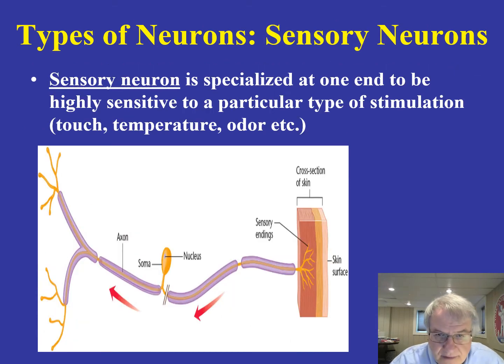Another type of neuron is this sensory neuron that you see here. And you can see these sensory endings right here. This is in the skin. Sensory neurons are very sensitive to stimulation coming from the senses, whether it's touch, temperature, or odor. It transfers information to the nucleus of the cell, and then down this axon that you see here to the central nervous system. And here's the soma of the cell. So the structure of the sensory neuron is a little bit different from what you see in the case of a motor neuron.